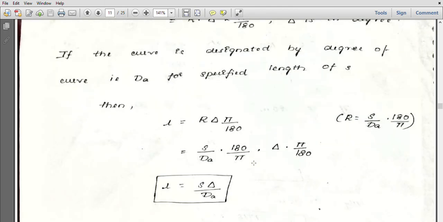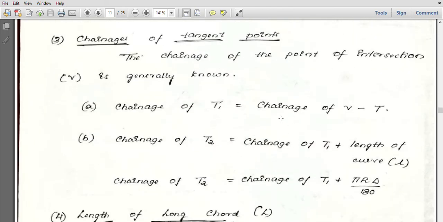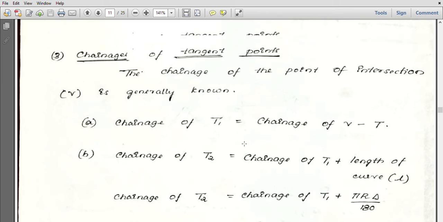So here it will be written chainage of V minus T. Similarly, chainage of T2 is equal to, so this chainage we know. Now I want to calculate chainage at the last point, that is point of tangency T2. So this can be calculated with the help of chainage of T1. Again, no need to go for V. It is not possible to calculate from this.